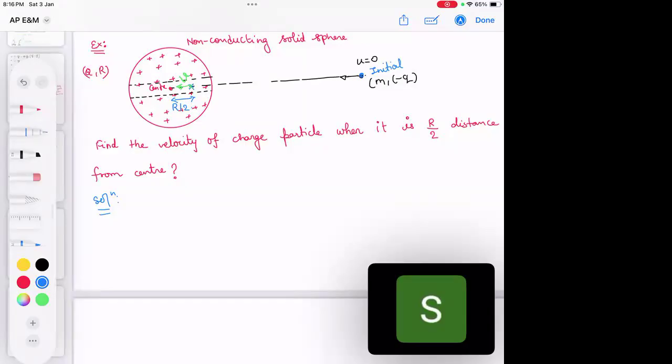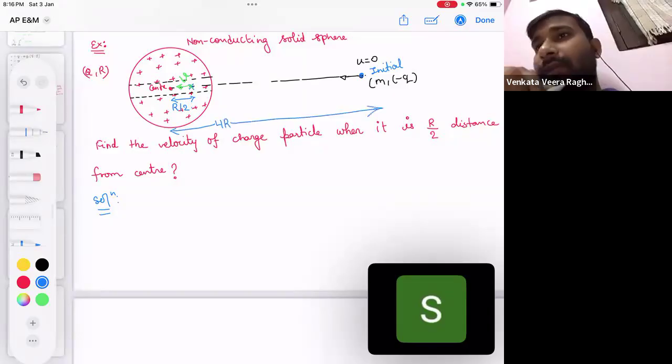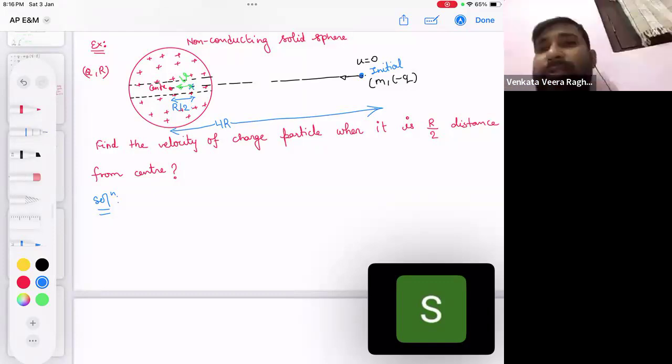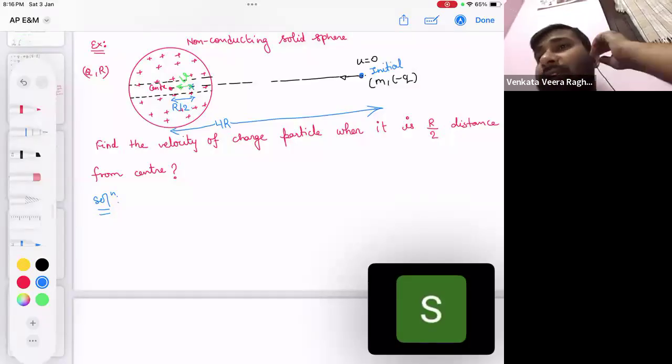Sir, initially the particle is at what distance, sir? Okay, that distance I forgot to mention. Let's take it 4r again. Initially, the particle is 4r from the center. Yes, the initial distance is needed now, because only then will you be able to write the initial potential energy. So let's take that initially the particle is 4r from the center.